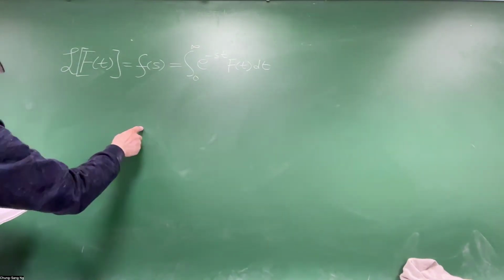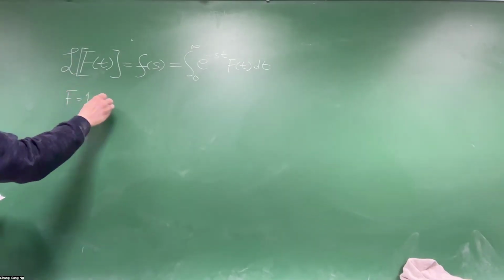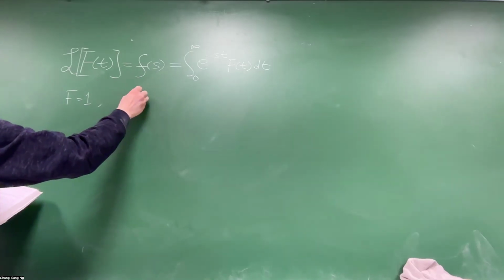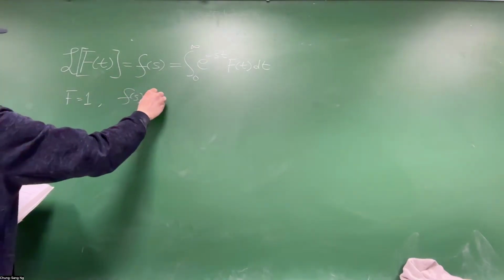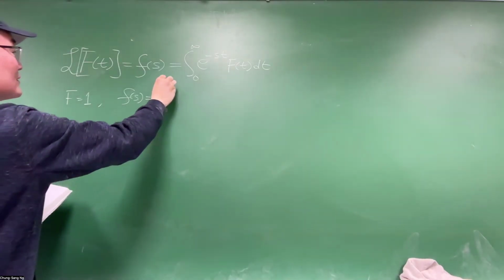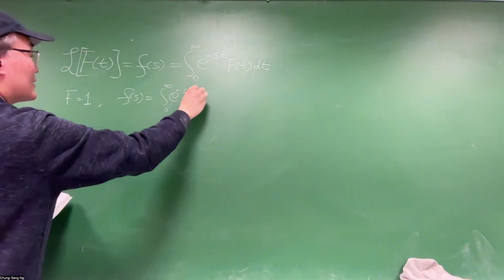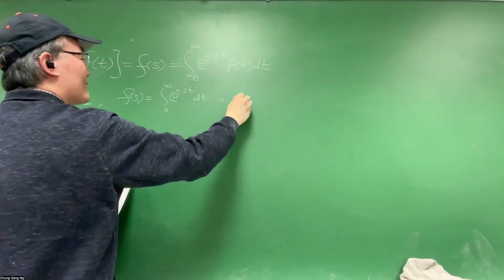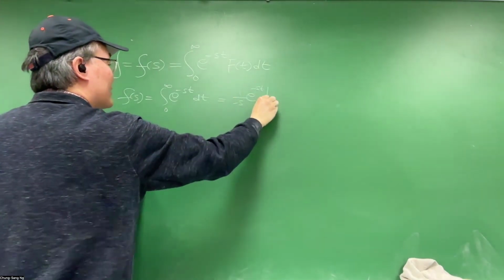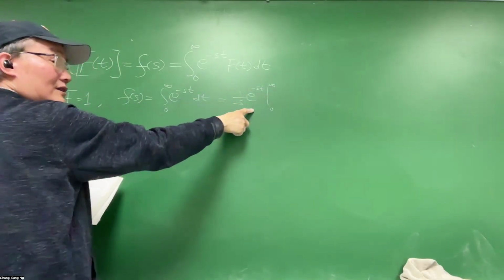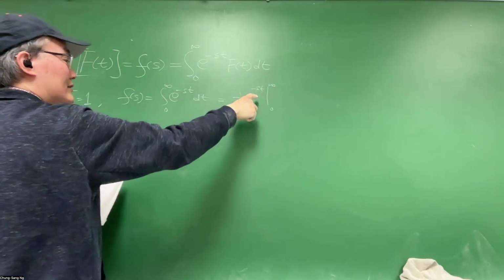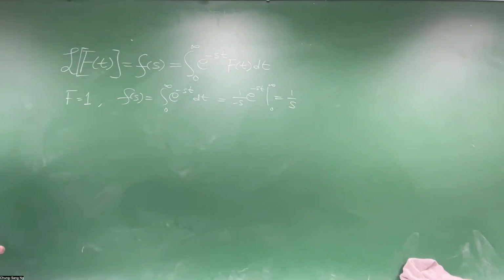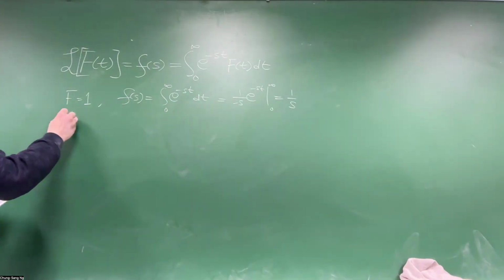So the first case is just f(t) = 1, which is trivial. So F(s) in this case is just the integral from 0 to infinity of e to the minus st dt, but you know how to do it, right? So straightforward. 1 over minus s, e to the minus st, from 0 to infinity. At infinity it is 0. At 0 this is 1, but it's negative, so it's 1 over s. Okay, straightforward.